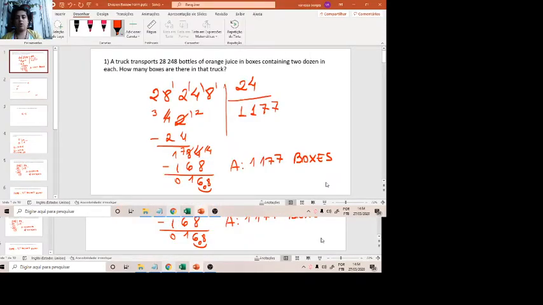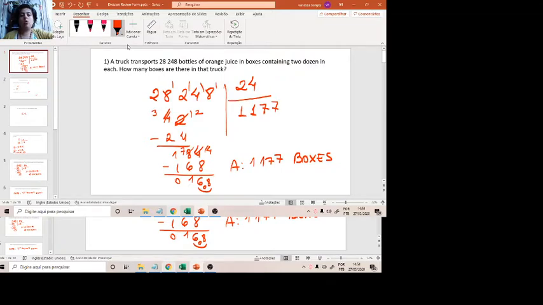Let's correct the division review form, okay? So the first question says, a truck transports 28,248 bottles of orange juice in boxes containing 2 dozen in each. How many boxes are there in that truck?